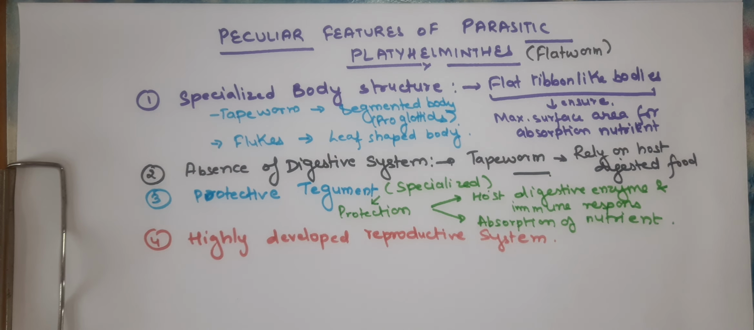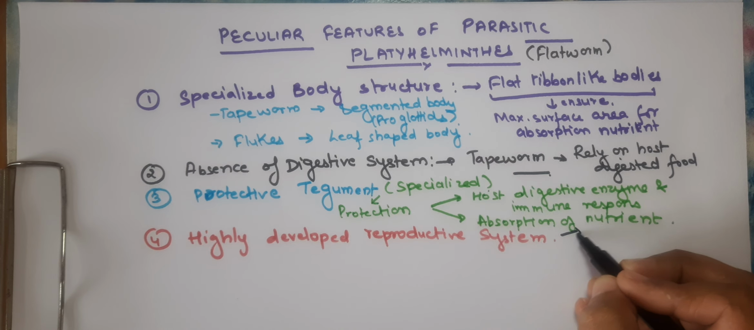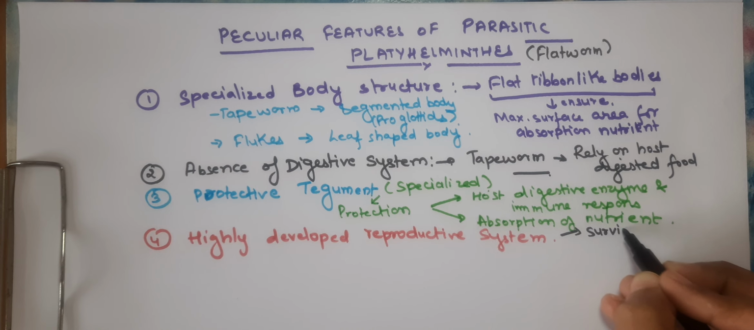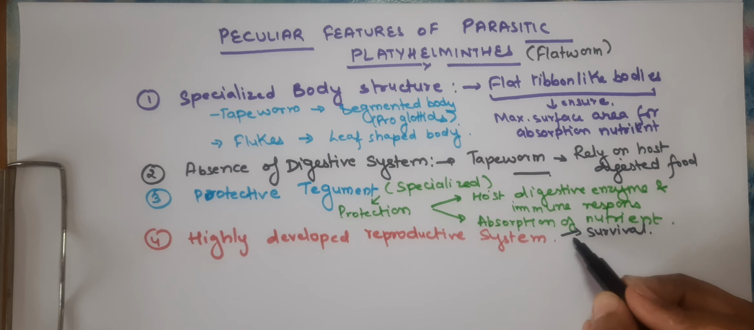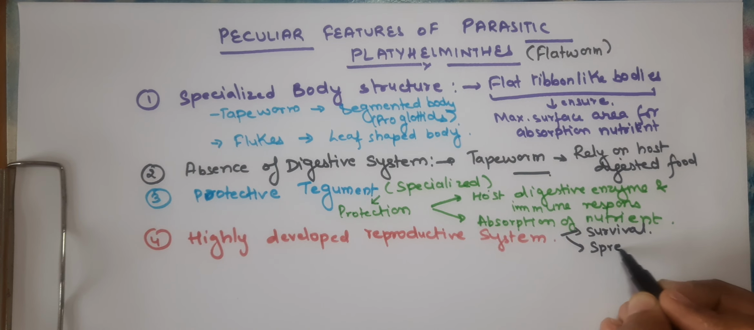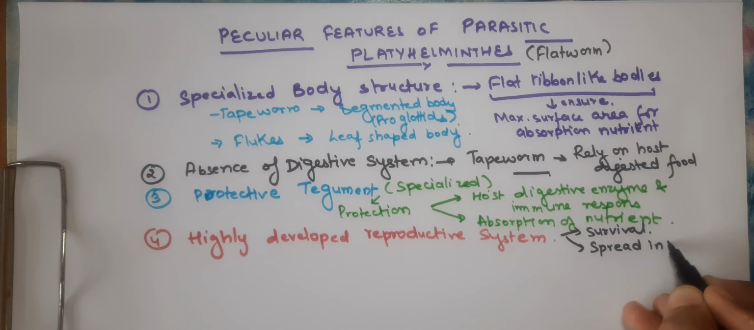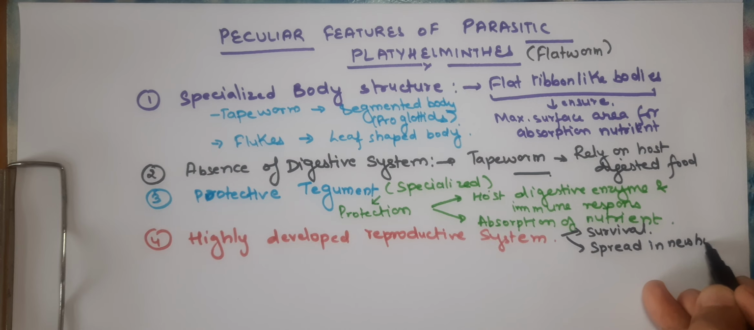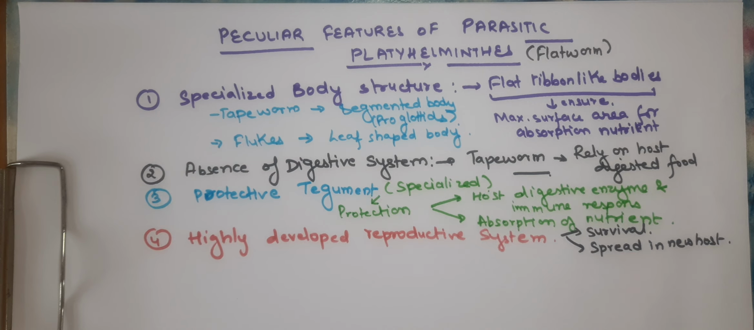So why is this highly developed reproductive system required for the parasitic organism? Because this will ensure their survival, and it also helps them to spread to a new host. So this feature of a highly developed reproductive system ensures their survival as well as their spread.